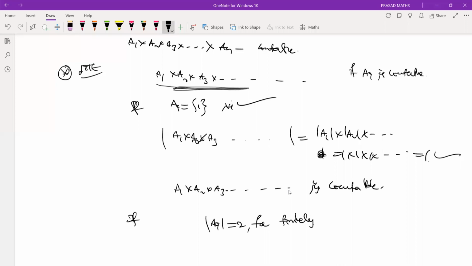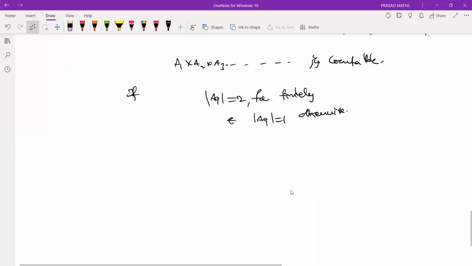Suppose you take this: finitely many is nothing but what? Only 2 appearing, only in finitely many cases. Rest of them is 1, suppose you take like that, for example. Rest of them means what? Is only 1. Otherwise, what do you say? Finitely many, it is 2. Understand? What is the cardinality of A1 cross A2 cross this?